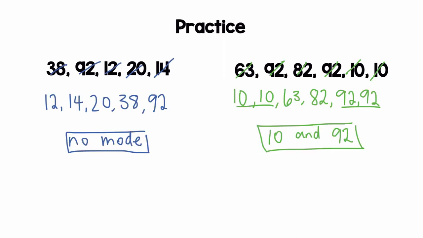Let's do some practice. Go ahead and pause your video, order these numbers, figure out what the mode is, and then I'll play it and you can see if you're right. All right, for our first set of numbers, there is no mode. No number shows up any more than the others. In our second example, we actually have 2 modes, 10 and 92.